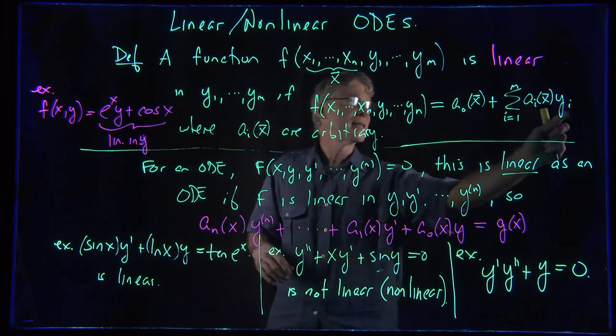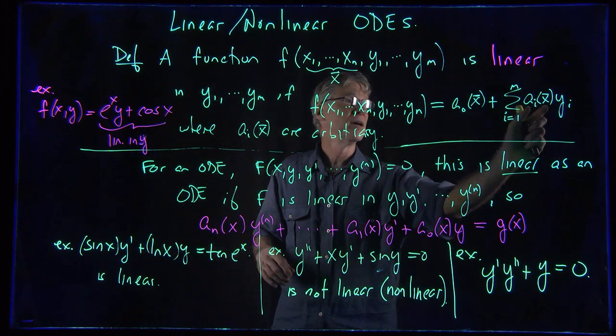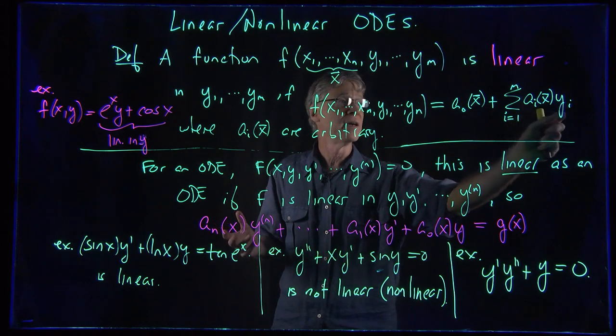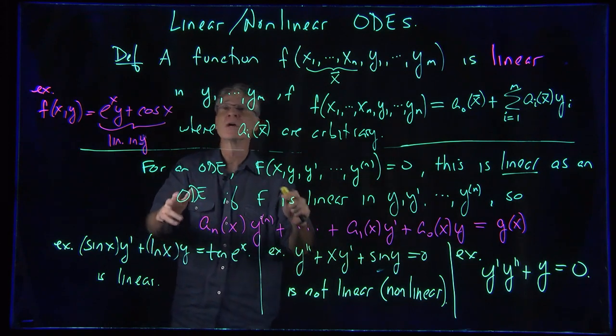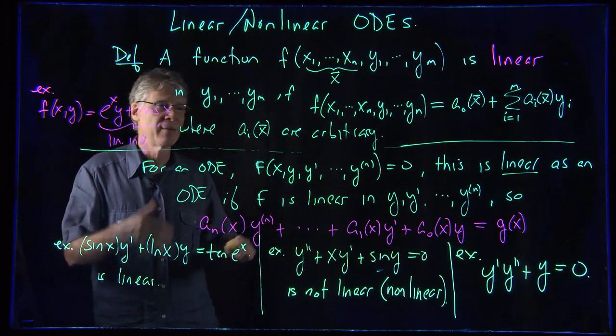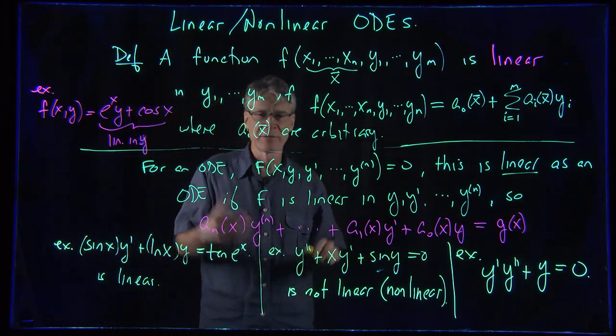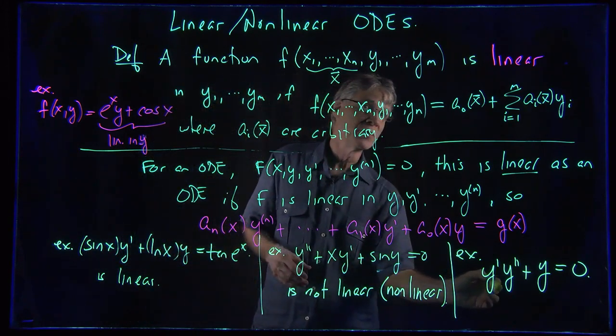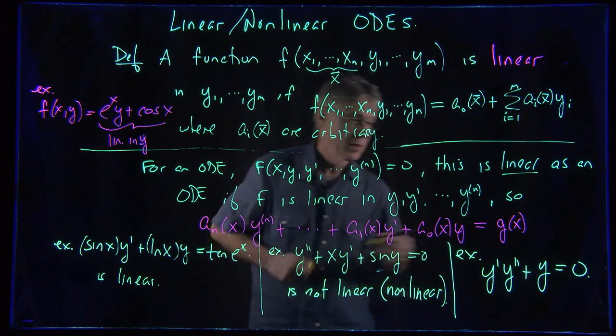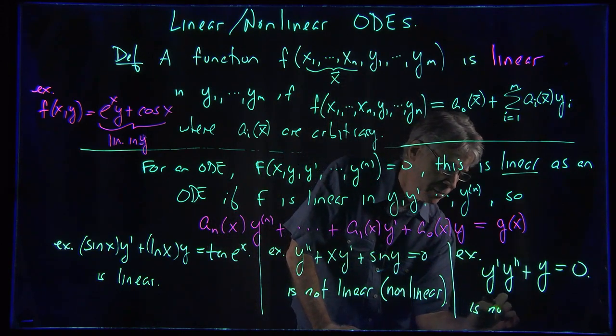Remember, they have to be separated out by summands, basically, where the x's can be as weird as you like, but you can't have two y's attached to each other. You can't have the square root of y prime. You can't have y prime squared. You can't have sine of y, e to the y, that kind of stuff. You also can't have two of these derivatives multiplied together. So this is nonlinear also.